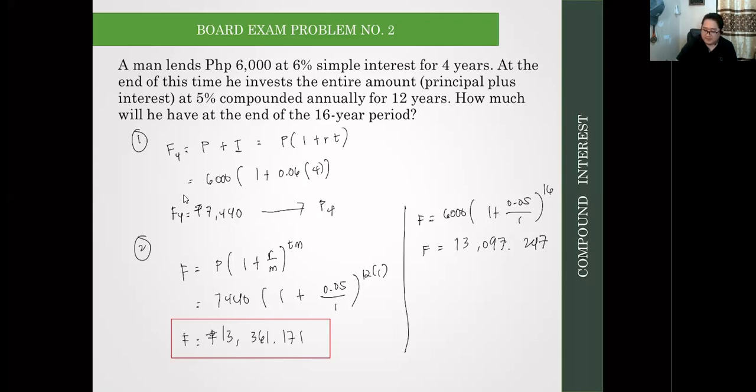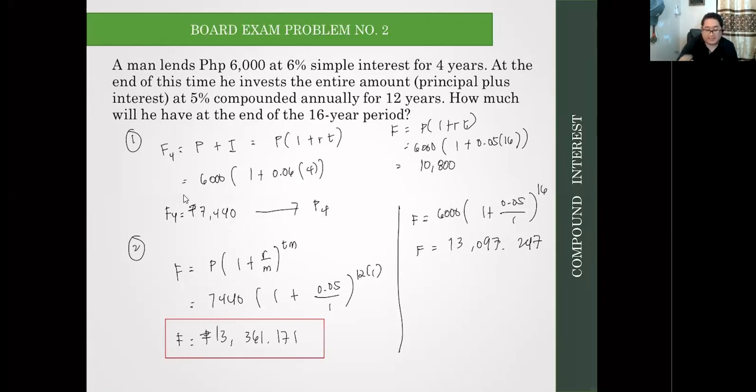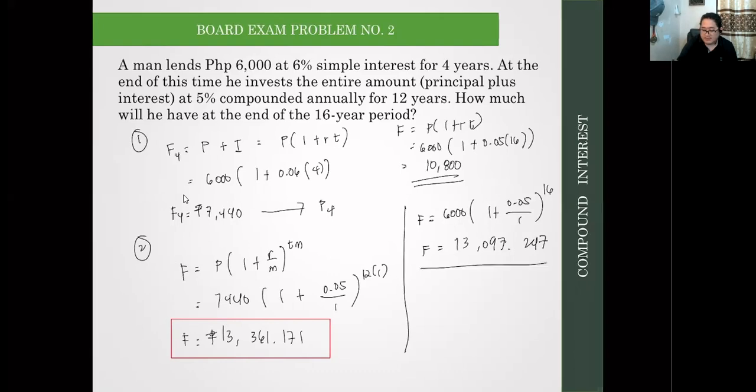Okay. Kung halimbawa sa simple interest naman niya ininvest lahat, 1 plus RT, that will be 6,000 times 1 plus 0.05 times 16. So 10,800 lang yung pera niya kapag simple interest lang lahat. No? Which is masyadong maliit. Kaya sa bangko, huwag kayong papayag ng simple interest yung pera niya. Right?